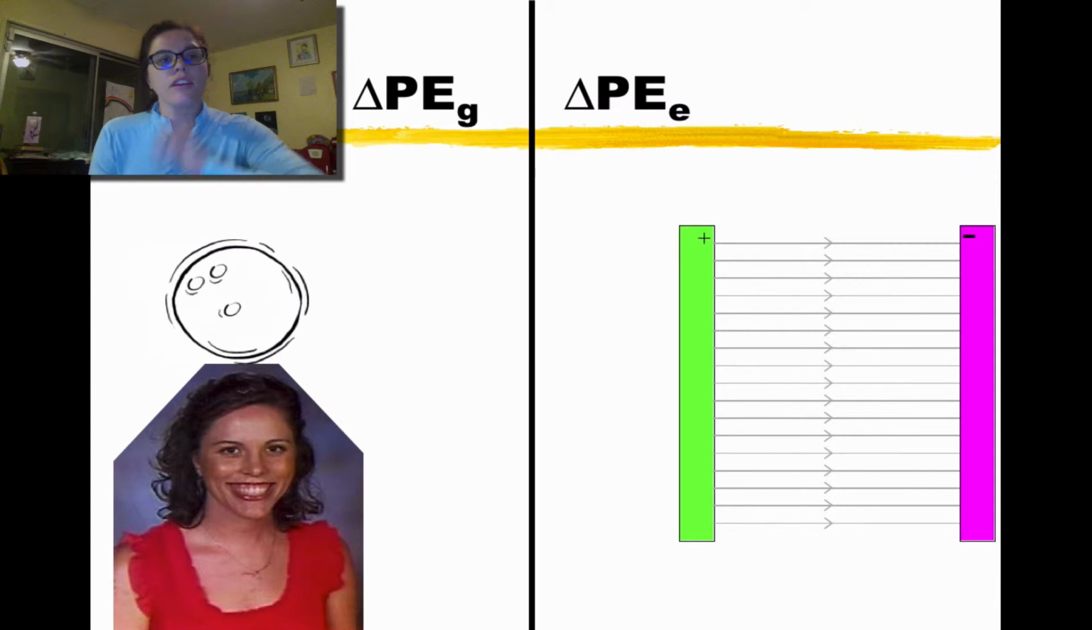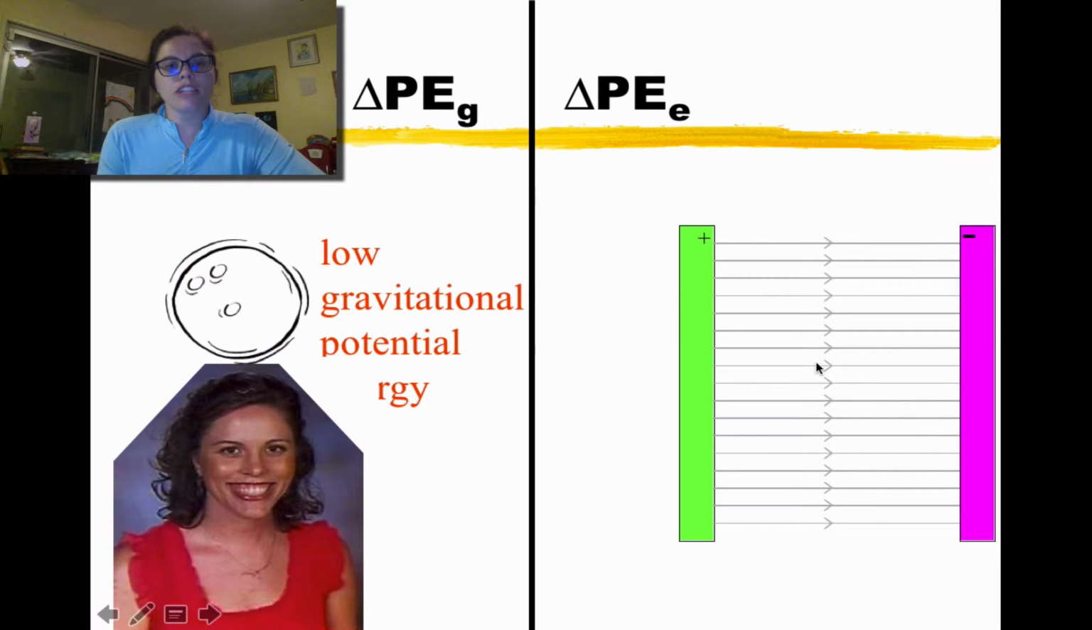Okay, so if I have a bowling ball on top of my head, luckily no one was hurt in this process, it has low gravitational potential energy. The word got cut off there, sorry about that. So it has low gravitational potential energy because it's close to my head. So likewise, if I put a little positive charge right here by the negative plate, it's as far over as it can move. It wants to get close to the negative and far away from the positive. So this has low electric potential energy.